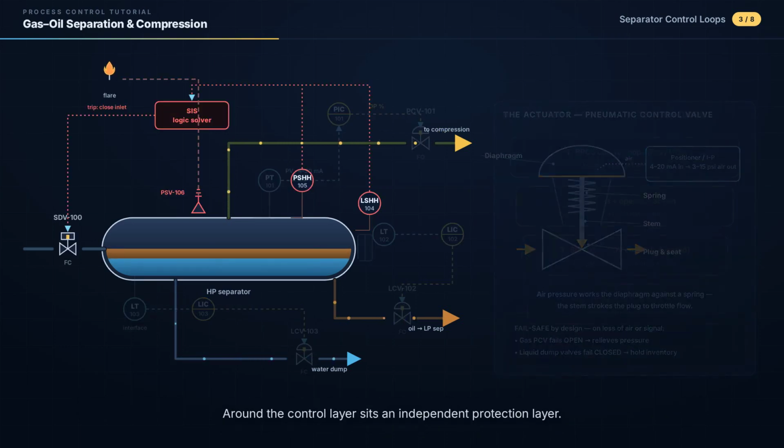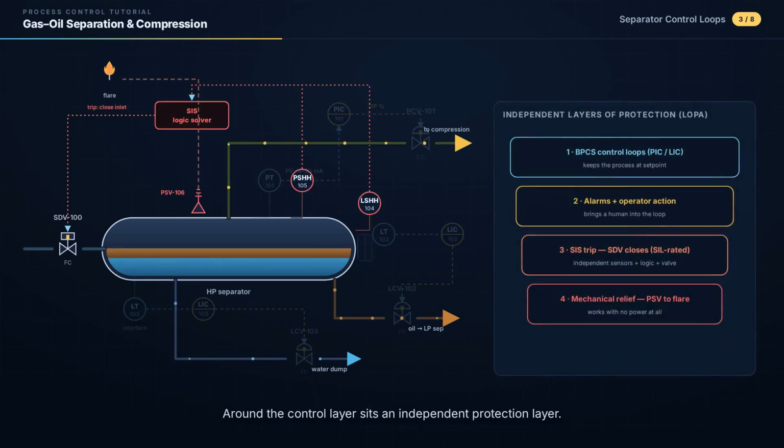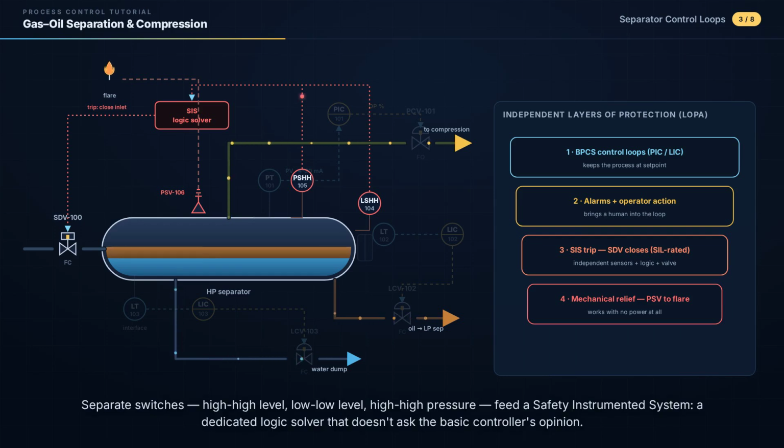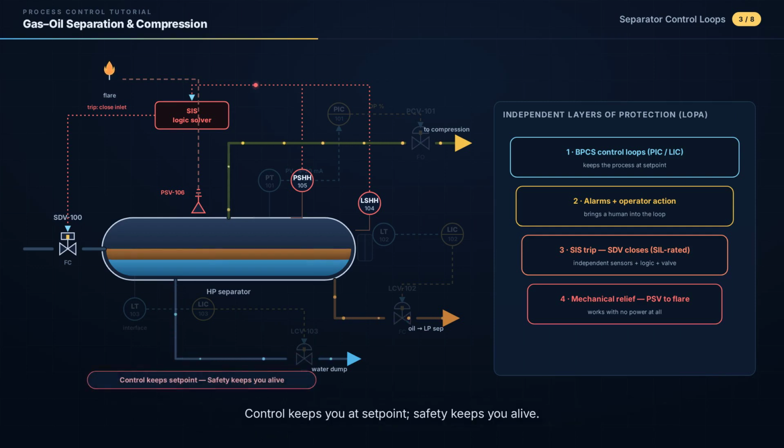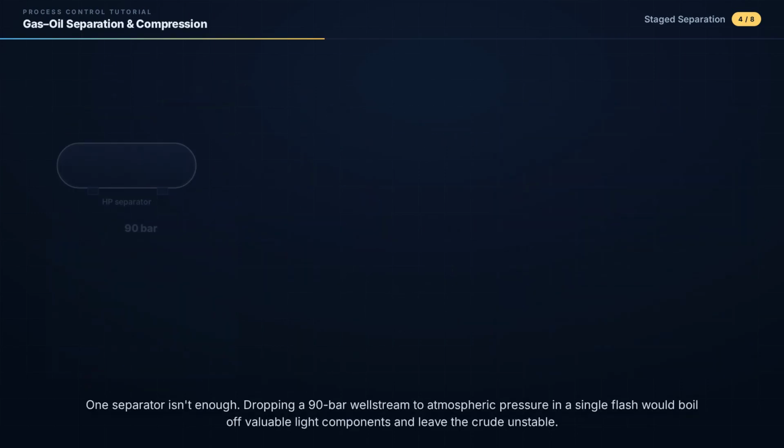Around the control layer sits an independent protection layer. Separate switches, high level, low level, high pressure, feed a safety instrumented system, a dedicated logic solver that doesn't ask the basic controller's opinion. On high pressure, it closes the inlet shutdown valve and trips the well. And if everything else fails, a mechanical relief valve lifts and sends the vessel contents to the flare. Control keeps you at set point. Safety keeps you alive.